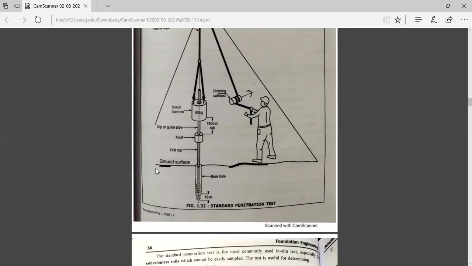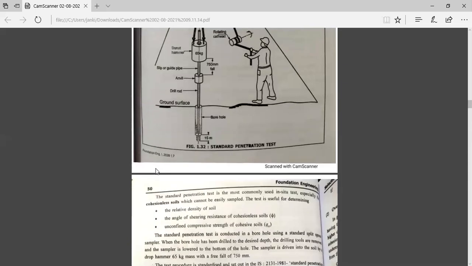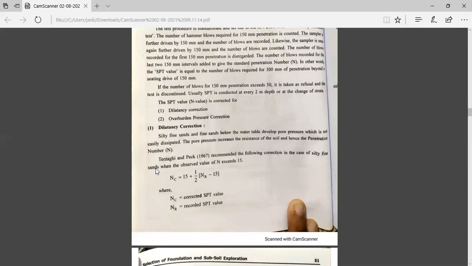Usually SPT is conducted at every 2 meter depth or at the change of the strata. The SPT value, which is known as the N value, is corrected for two corrections, right. The first is the dilatancy correction, and the second one is the overburden pressure correction.